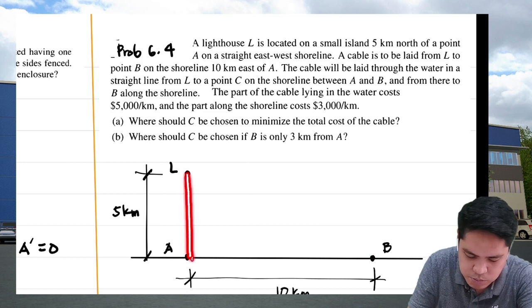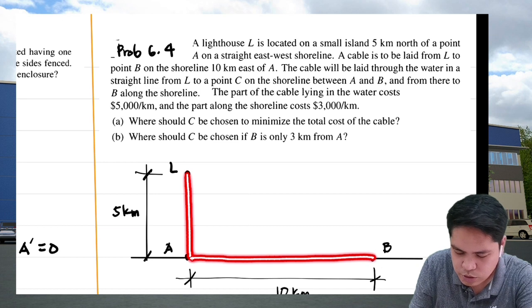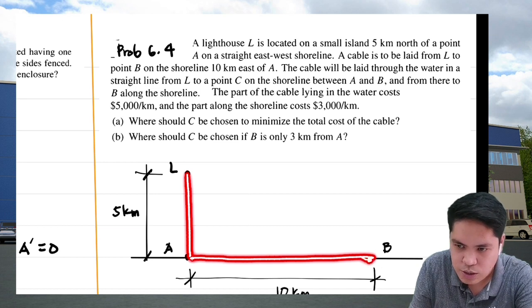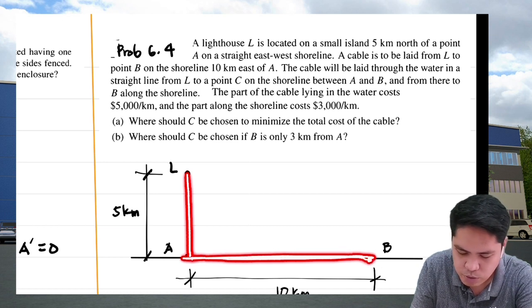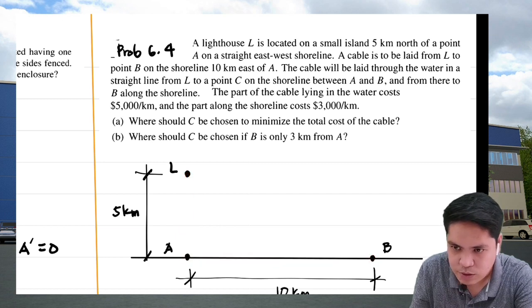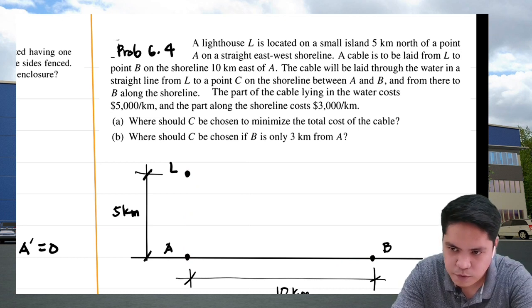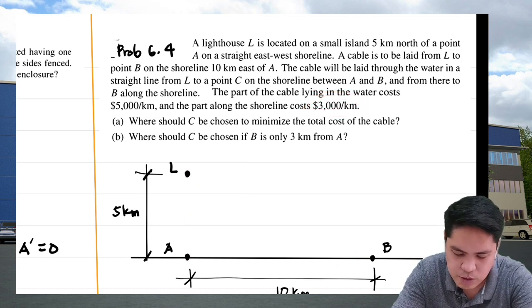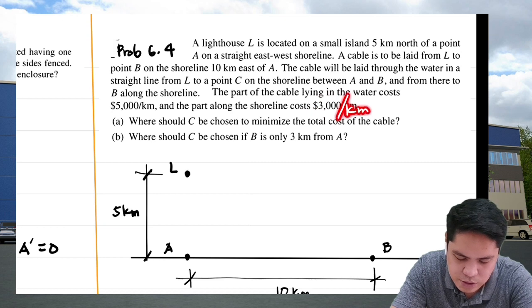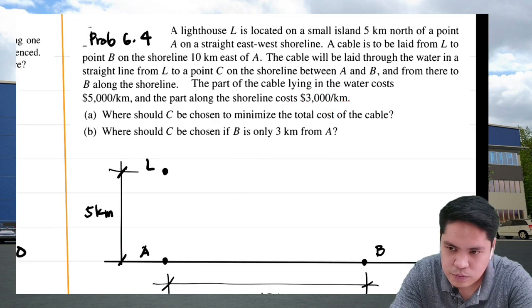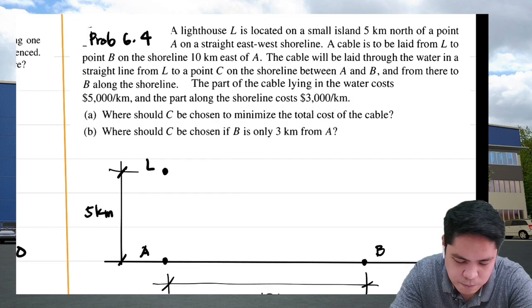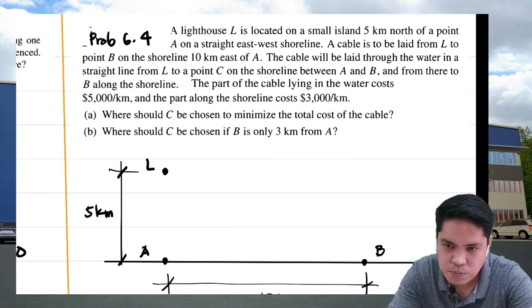The problem is, mas mahaba na yung dito along the shoreline. So, gagasto ka pa rin because although it's cheaper, the distance is longer. Okay? The farther the distance, the more expensive pa rin because you need to multiply this by the distance, because that is per kilometer. So, maraming possibilities ang pwede mong gamitin. But which of these possibilities will give you the least cost?